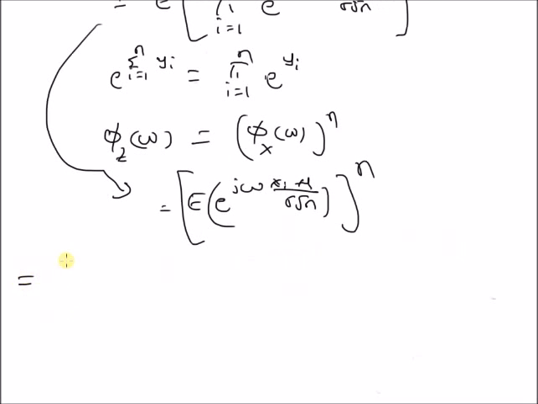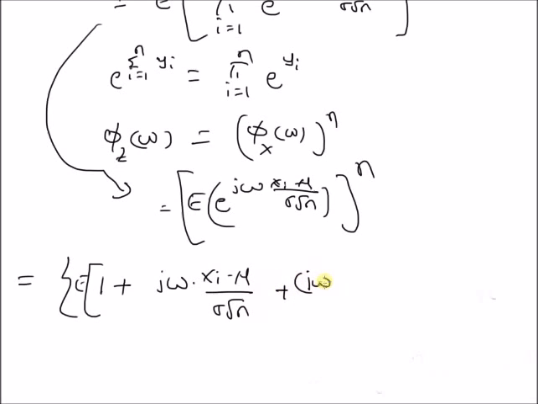Now this is equal to, assuming this is theta, by expanding e power theta, we have the expectation of 1 plus j omega times (Xi minus mu) divided by sigma times square root of n, plus (j omega) whole square divided by 2 factorial times (Xi minus mu) whole square by sigma square times n, and the rest of the terms can be denoted as r of omega, that is higher order terms of omega, and we also have the whole power n.